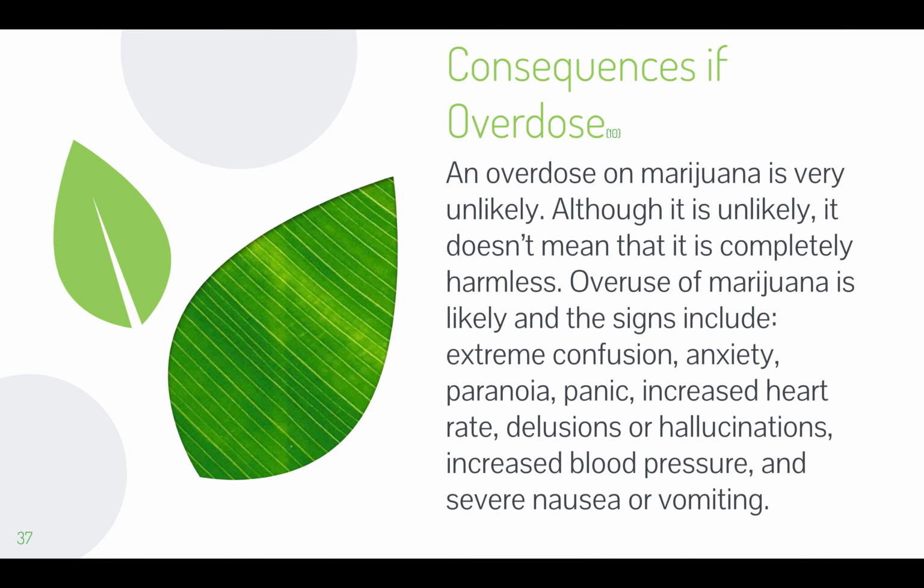Consequences of overdose. An overdose on marijuana is very unlikely. Although it is unlikely, it doesn't mean that it's completely harmless. Overuse of marijuana is likely, and the signs include extreme confusion, anxiety, paranoia, panic, increased heart rate, delusions or hallucinations, increased blood pressure, and severe nausea and vomiting.